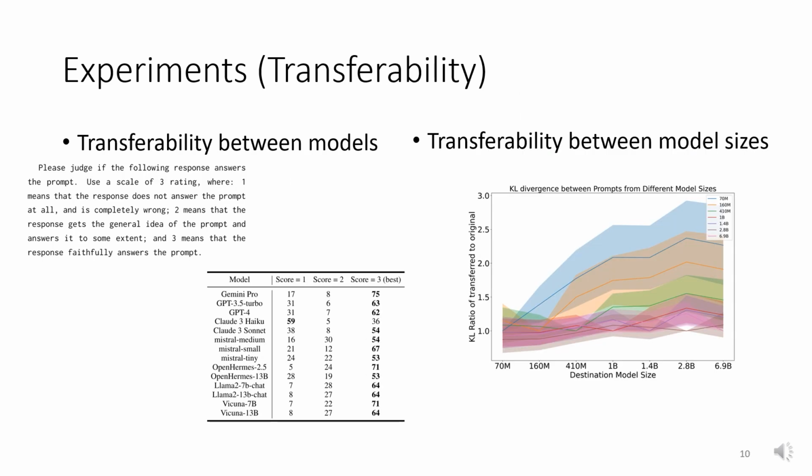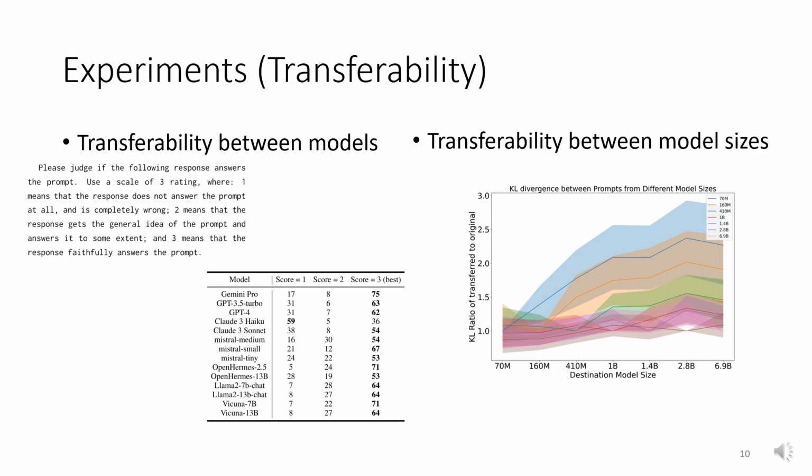The authors test whether the prompts optimized on one model can work on another one of a different family or different size. For different models, the way they do the examination is asking GPT-4 with a prompt to score the response answers output by a model for the prompt. The prompt for GPT-4 looks like this, and the table shows that for all models, over 50% of the optimized prompts transfer with a high rating.